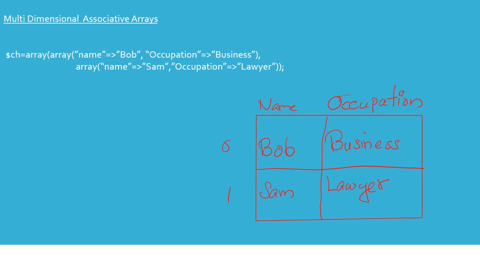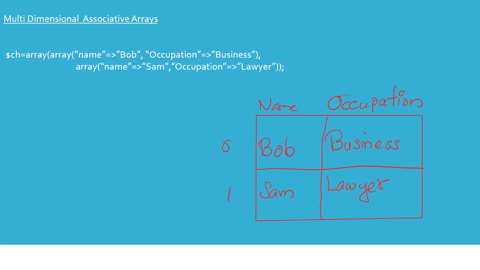And similarly, we can create multi-dimensional associative arrays, the concept we have just discussed. What is an associative array? Arrays with named index locations. That is what associative arrays are.